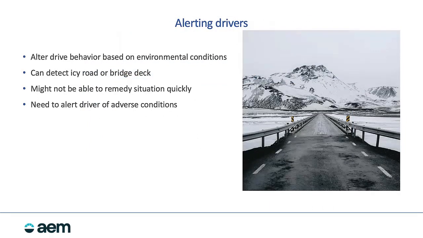So we can detect almost all of these environmental conditions, and we know when, for example, frost conditions might occur on a road or a bridge deck, but maybe due to location or the speed or the risk to agency personnel, we might not be able to get out there quickly enough, and we need those drivers and motorists to know that and to alter their speeds.